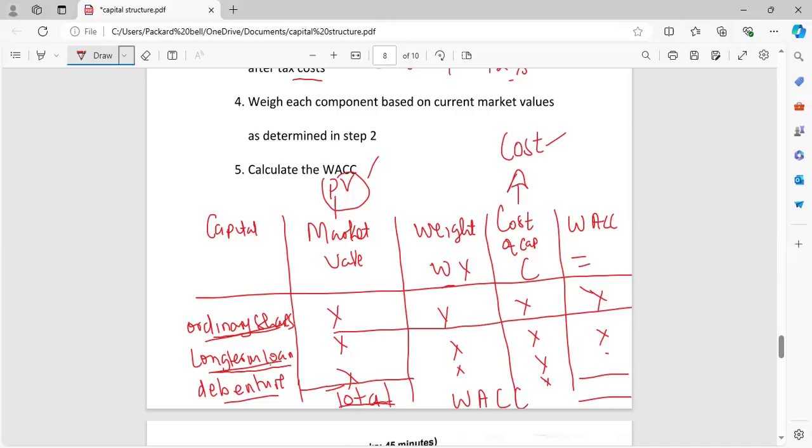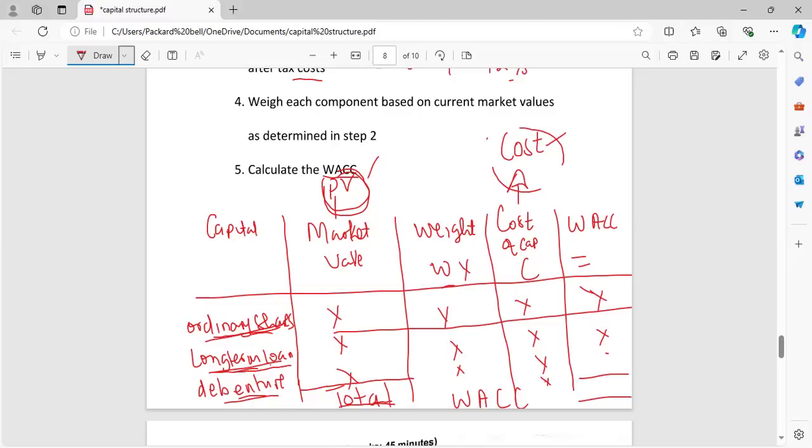So what I will emphasize when you are answering the question for weighted average is that you need to determine the market values of the capital in the capital structure. That's the first thing. Then you determine the cost of the capital. That's the second calculation. Once you are done, you come and fill in here. You have everything that you need. So the first thing is to calculate the present value of these ordinary shares, long-term loan, and debentures. Then you do your calculations for the cost of capital.